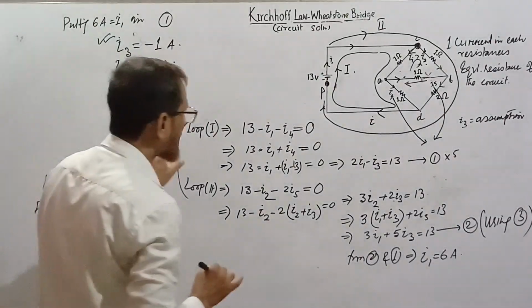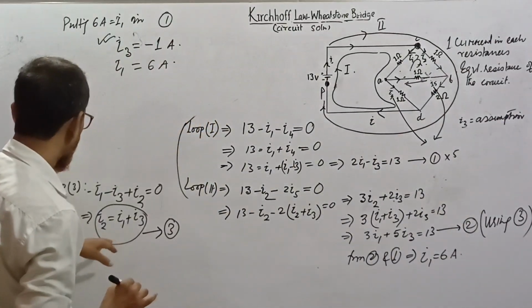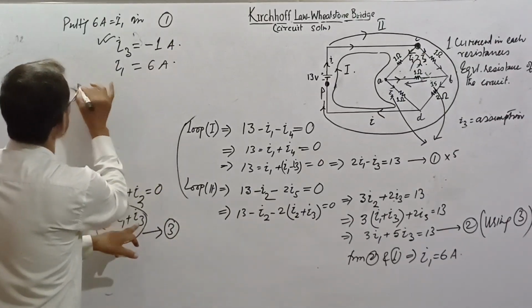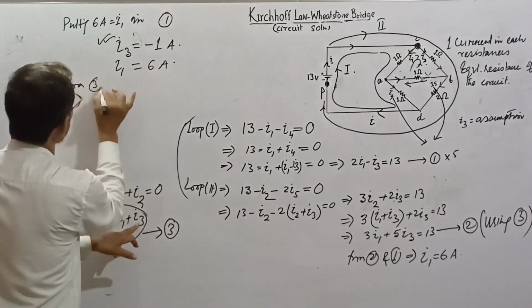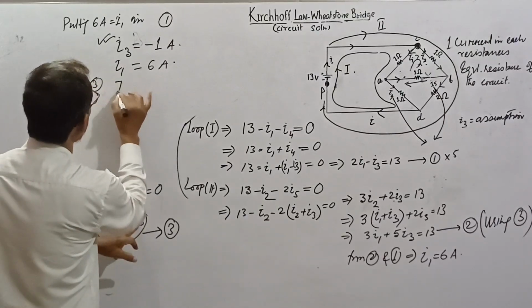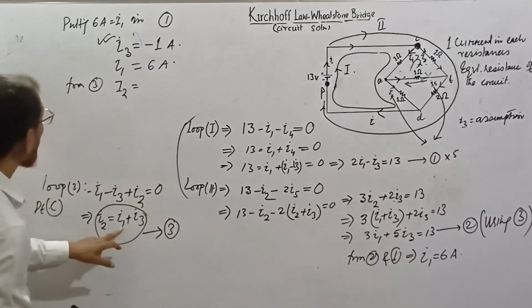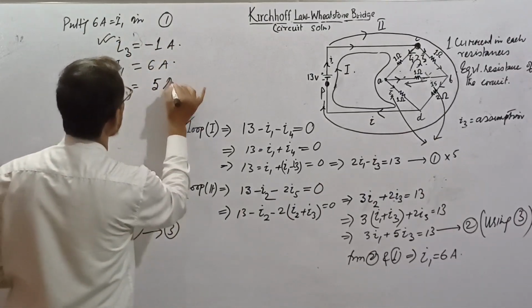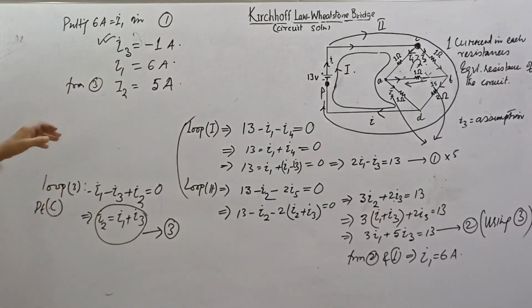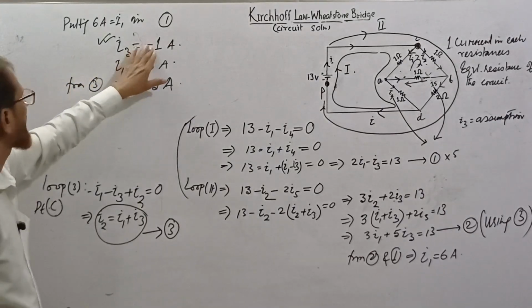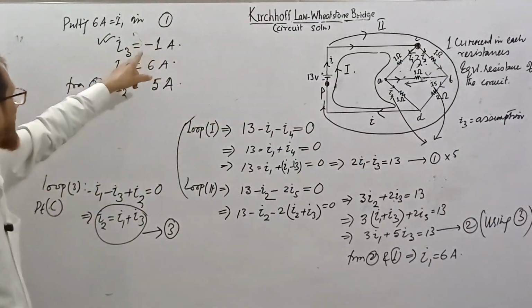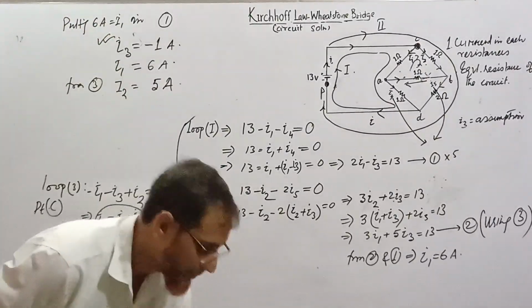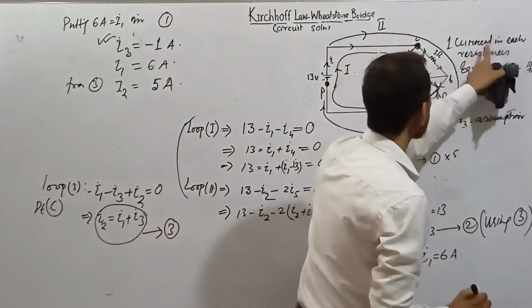This is the meaning. Am I right? Now again, I2 is equal to I1 plus I3. From equation 3, what do we get? I2 is equal to I1 plus I3, 6 minus 1 is equal to 5 A. So all the way it should be plus. The direction matters, and the result has come as this one. We have got I1, I2, I3. Our first purpose is solved, that is the current in each resistance.